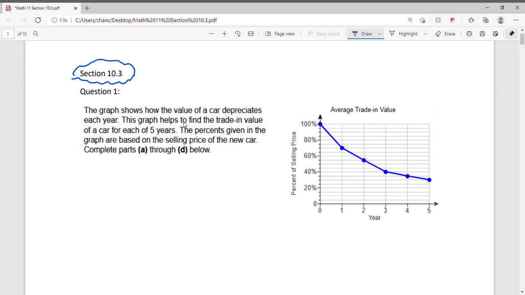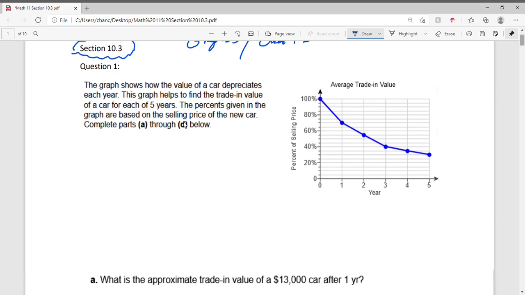In this section, we'll go over graphs and charts that depict data values. In question 1, the graph shows the value of a car depreciates each year. This graph helps to find the trade-in value of a car for each of the 5 years. The percent given in the graph are based on the selling price of a new car. Let's look at part A.